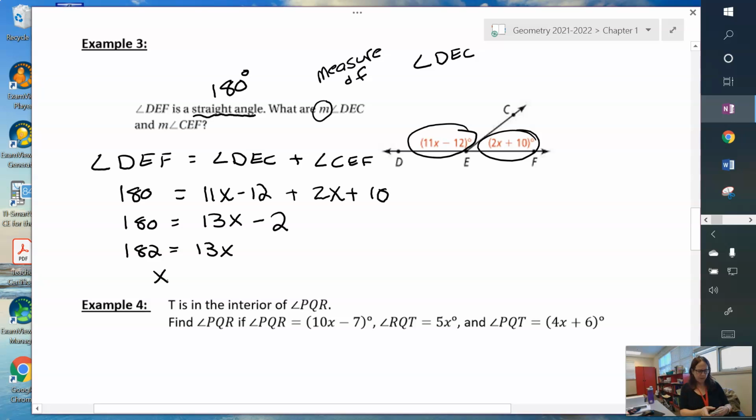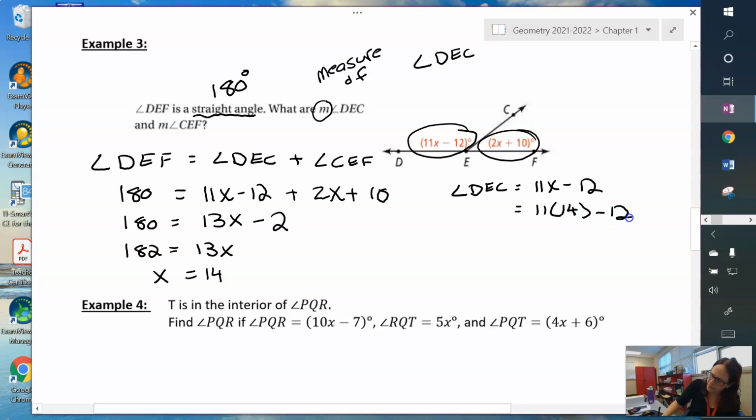Grab your handy dandy calculator. We're going to do 182 divided by 13. I get 14. So now I've got x. I'm just going to go back and plug in. So angle DEC, I know is 11x minus 12. So 11 times 14 minus 12, I get 142.